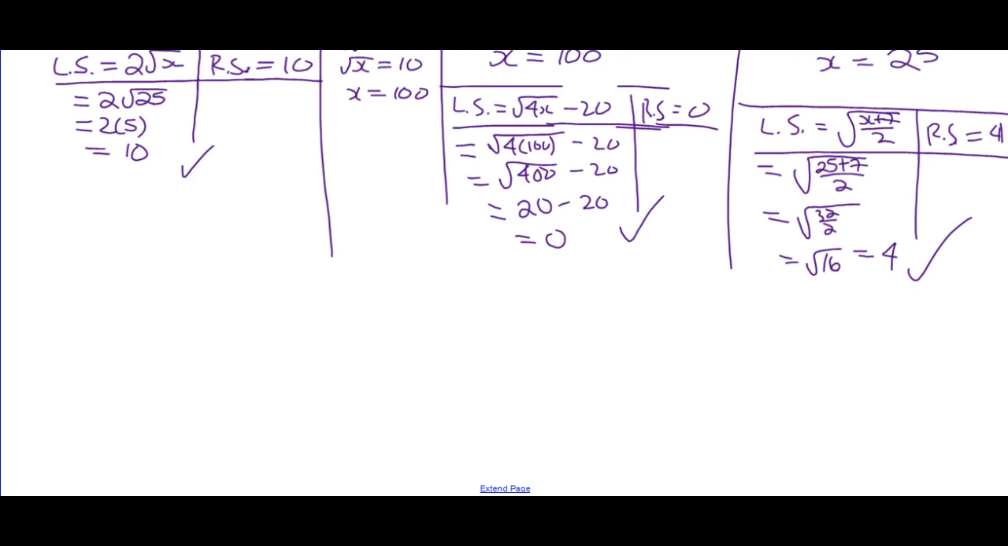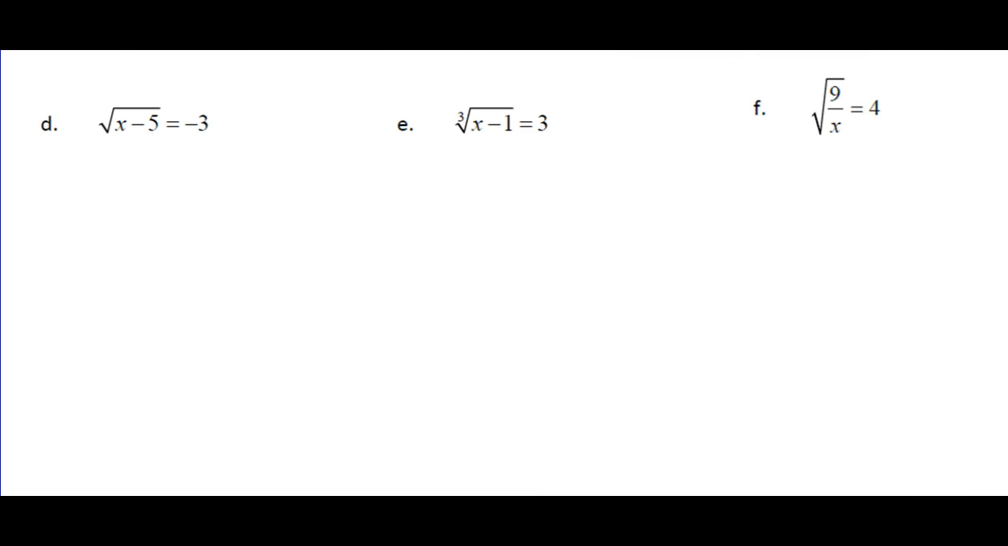There. Okay, now moving on. D. Okay, what do we do? We got to isolate the radical. What do we have to do to isolate the radical? The radical is isolated, right? So we're going to square both sides.